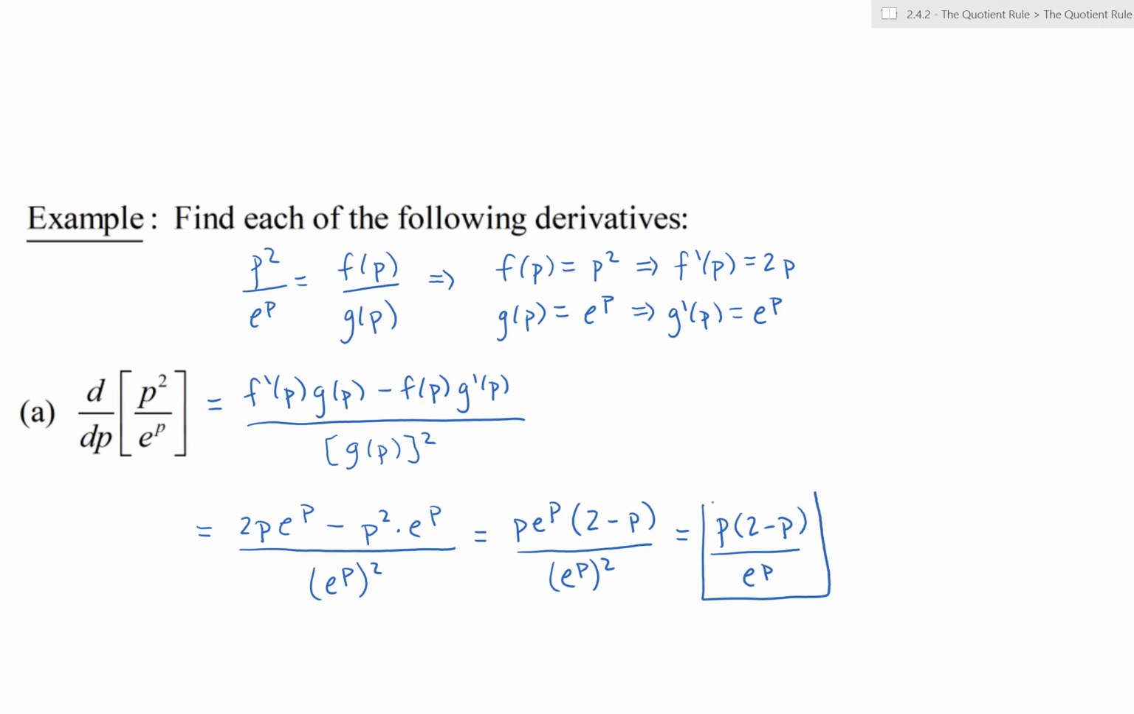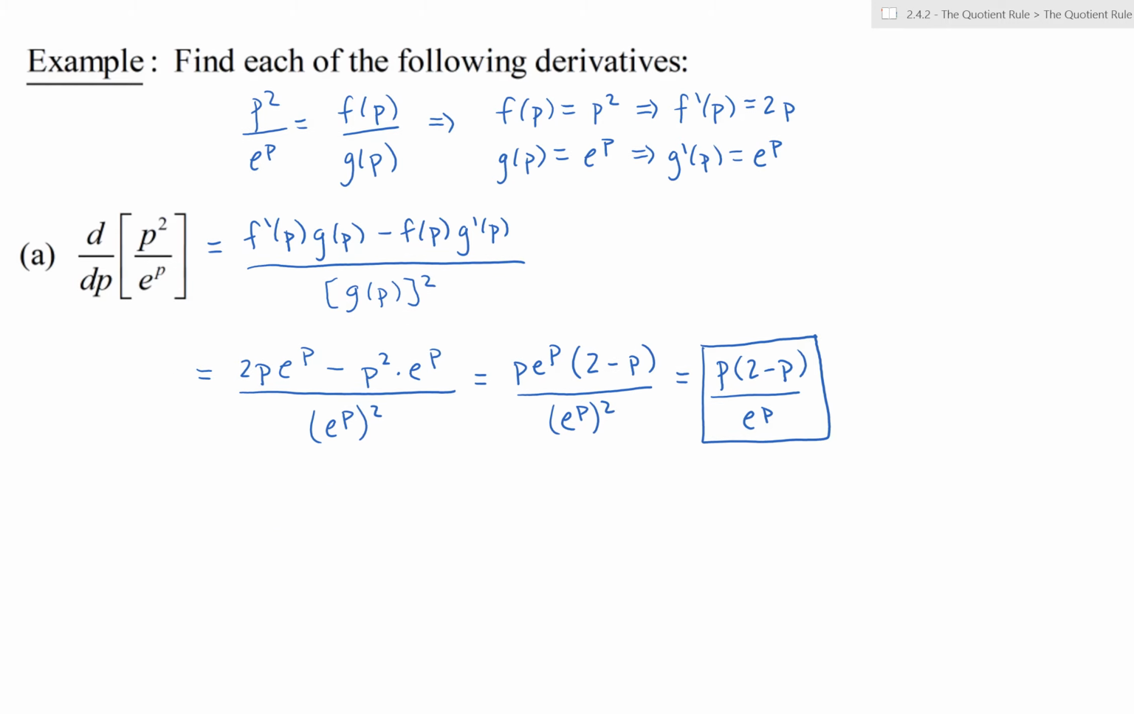So there you have it. There's the first example of using the quotient rule to find a derivative. That's how it works mechanically. But let's do a couple more just so we get a better feel of it here.